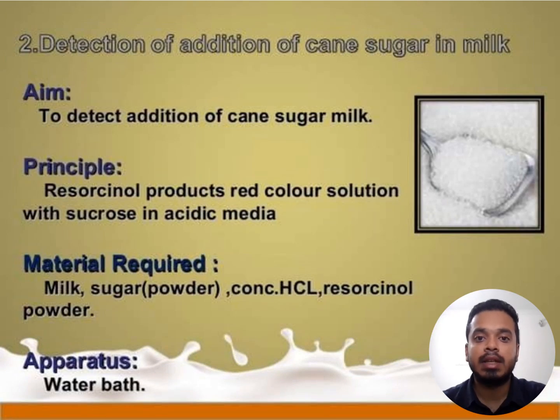The second one is detection of addition of cane sugar in milk. To increase the sugar content in milk, cane sugar is added as an adulterant. Resorcinol produces a red color solution with sucrose in acidic media, so resorcinol powder is used to detect cane sugar in milk. The materials required are milk, concentrated HCl, resorcinol powder, and a water bath.